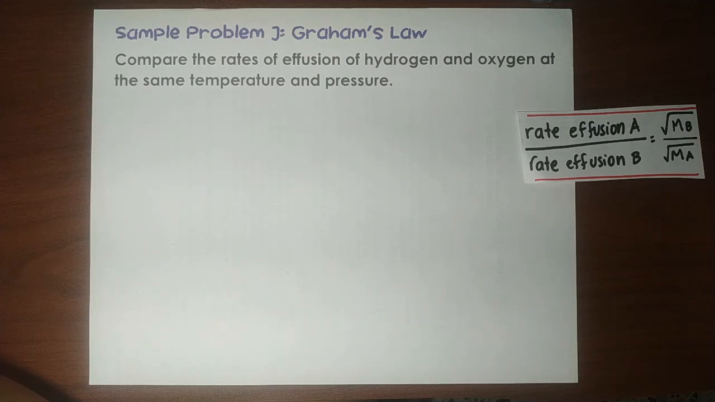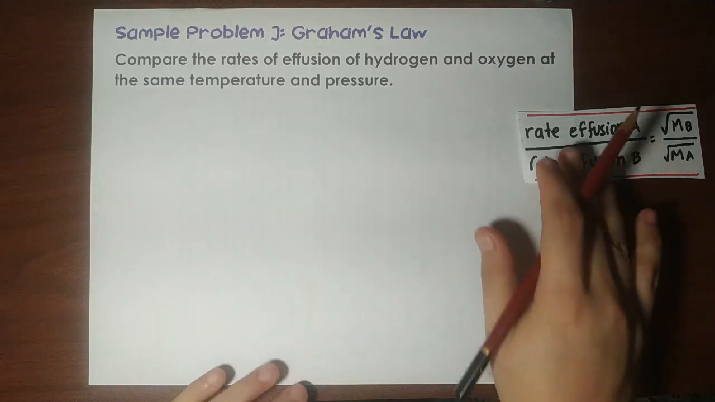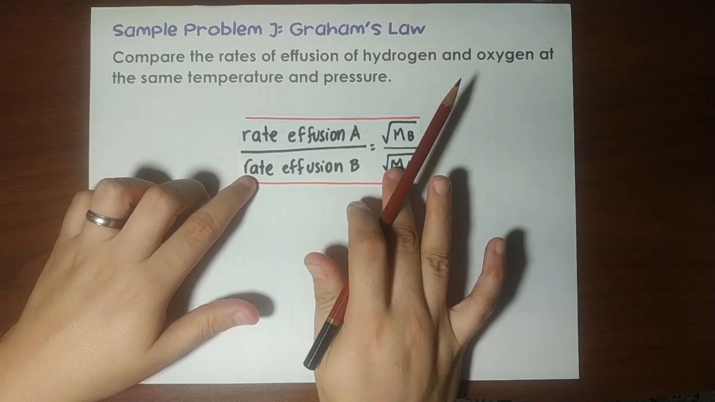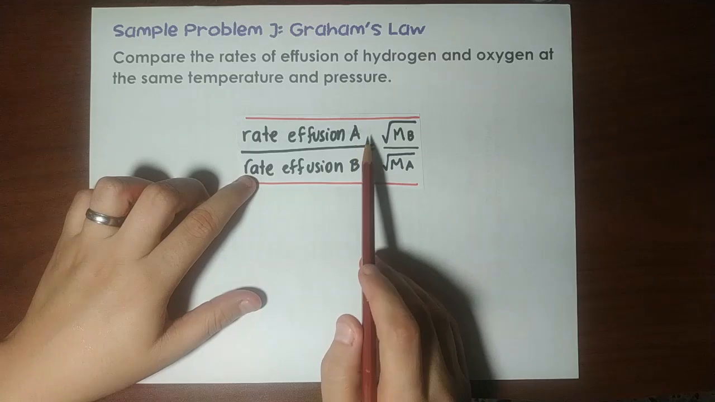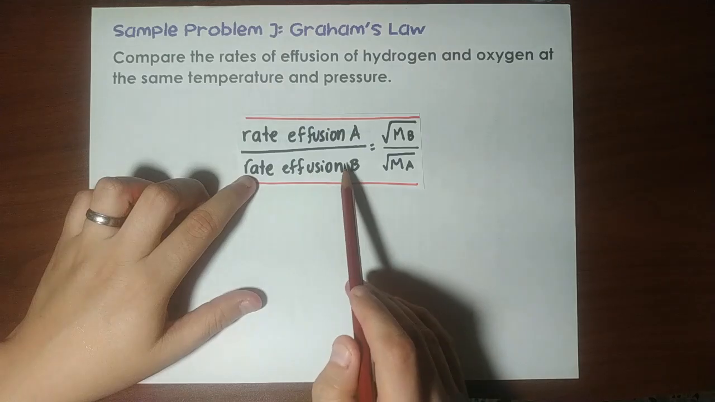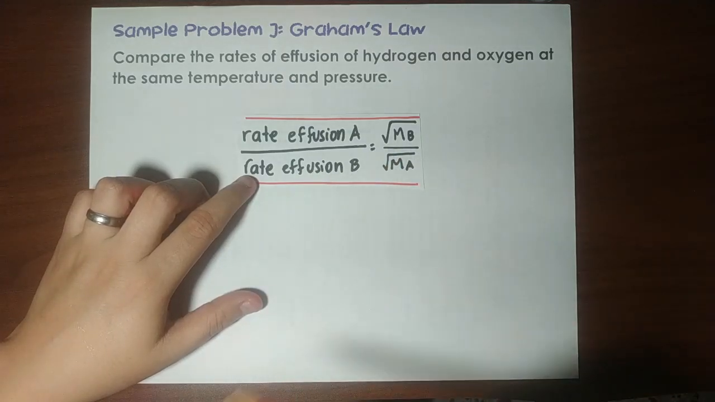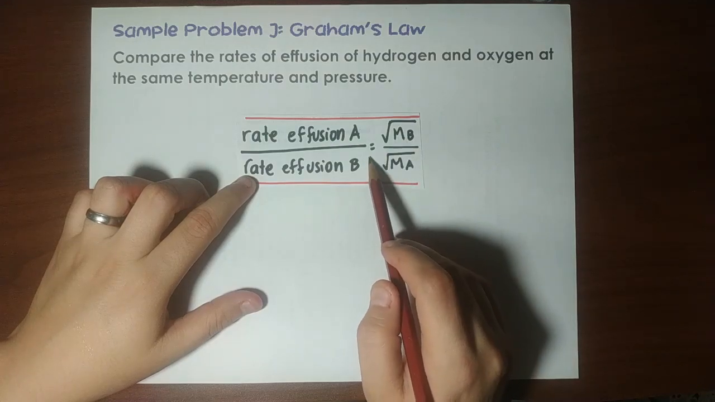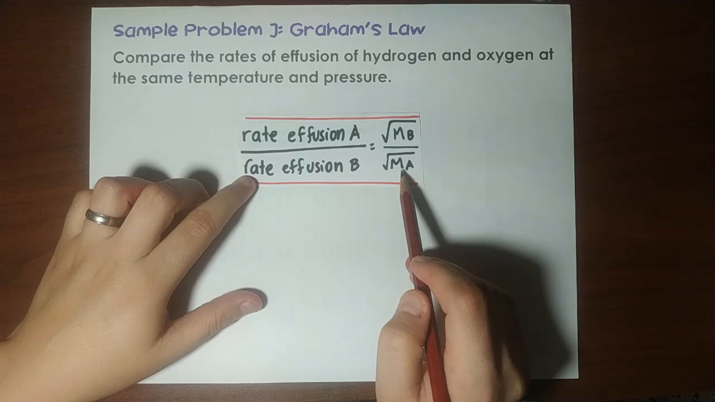Hi guys, this time I'm gonna talk about Graham's law. It's a law that tells us how fast a gas moves around a medium. For example, this is the equation that we're gonna use. It's telling you that we have a rate of diffusion of gas A over the rate of diffusion of gas B. This is equal to the square root of the molar mass of B divided by the molar mass of A.